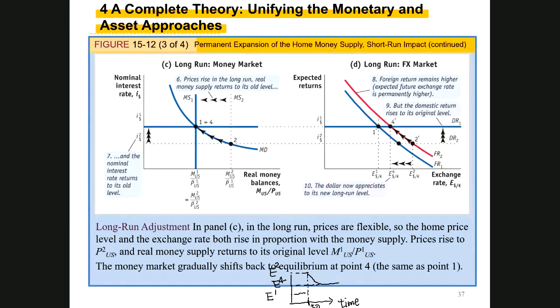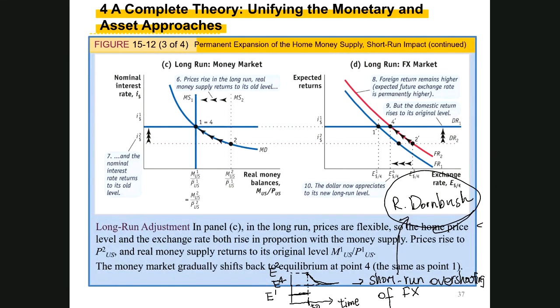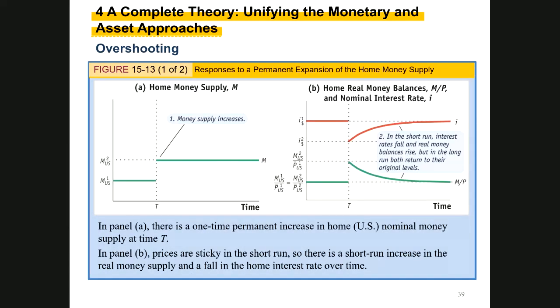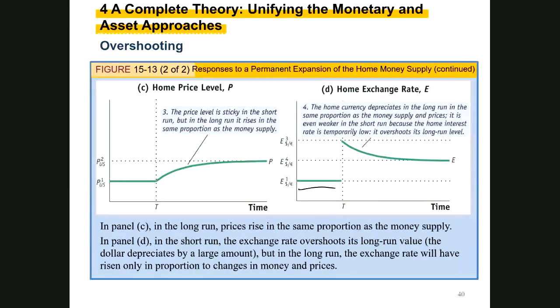Okay, so this model we call short-run overshooting of foreign exchange rate. And this is Rudiger Dornbusch's work. Very important. Very important. Yeah, I guess I just give you the idea. So the exchange rate will be like this.